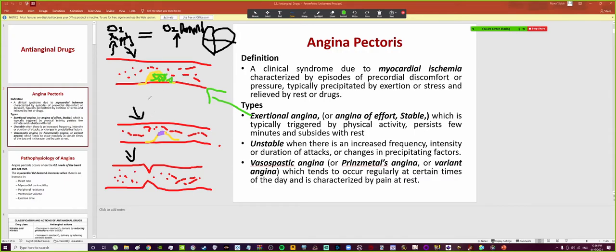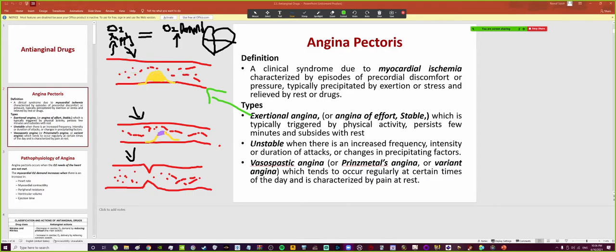During rest. However, when there's exercise or when you're under emotional stress, there's going to be increased heart rate. It's going to require more oxygen than usual. And unfortunately, this amount of blood supply is not enough. It's not going to meet the demand. So there's going to be what is known as stable angina. Called stable because the pain is stabilized by rest.